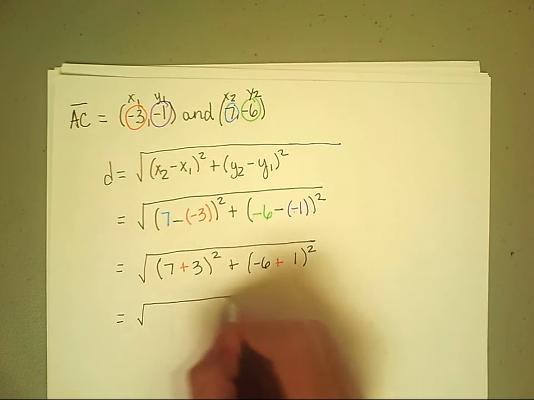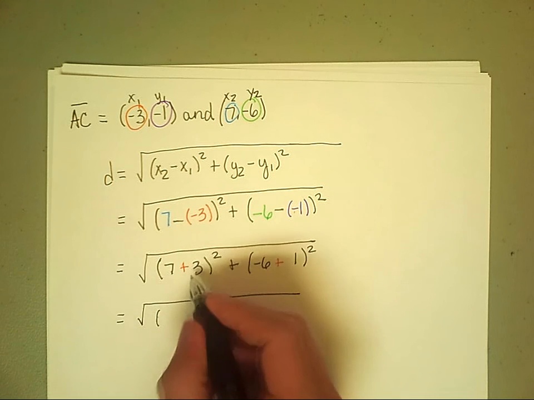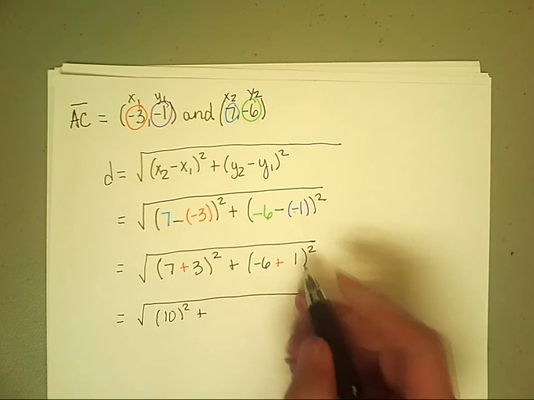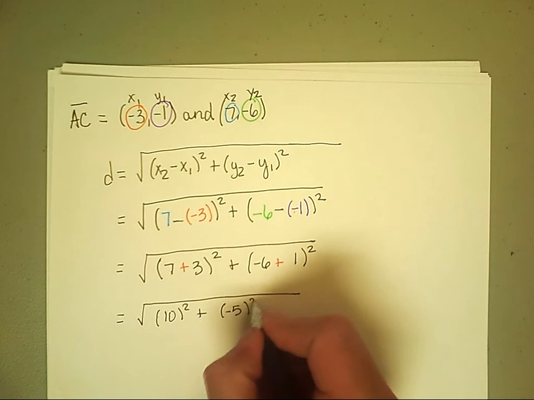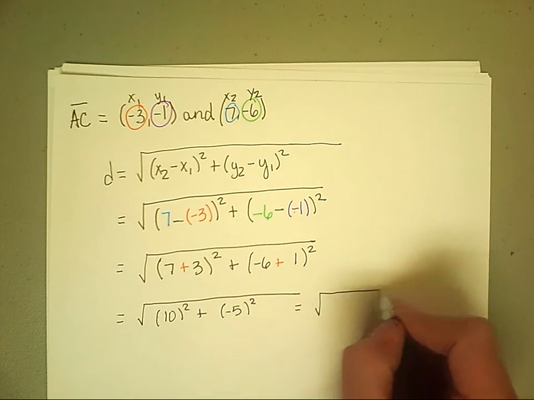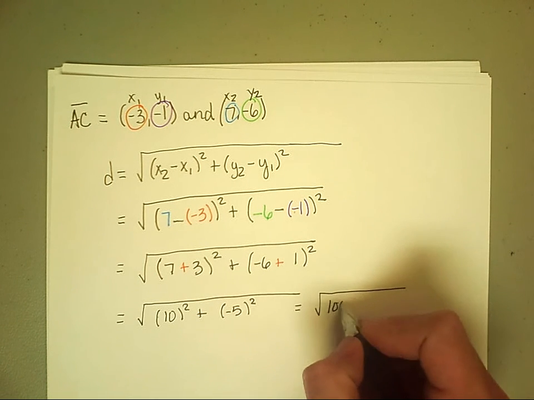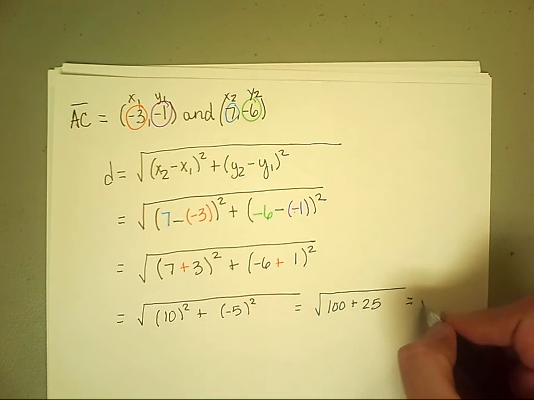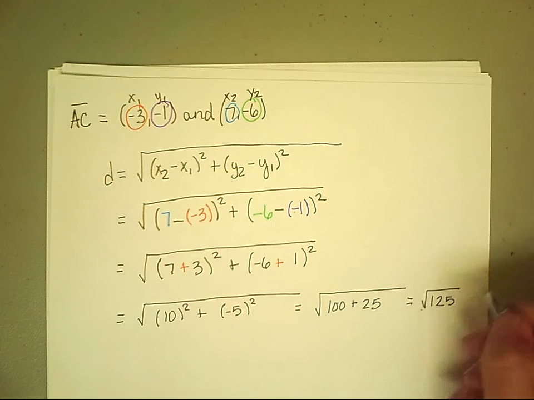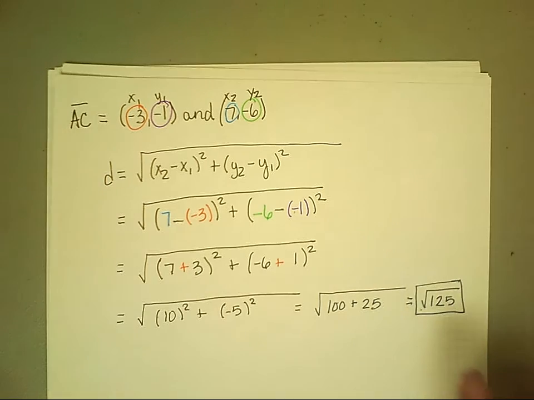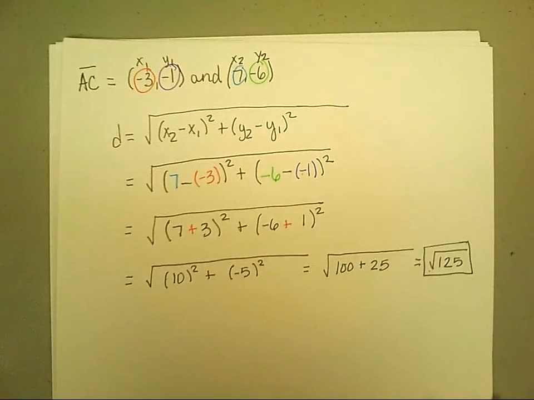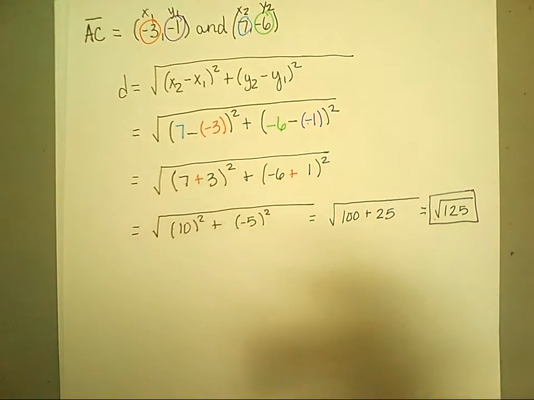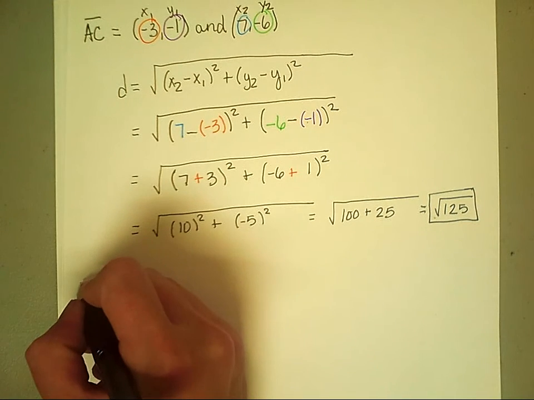Okay, so this is equal to the square root of 7 plus 3 is 10 squared, plus -6 plus 1 is -5 squared, which is equal to 10 squared is 100, and -5 squared is 25, which is equal to the square root of 125. Which we could reduce, but for this problem we'll just continue. Okay. All right. So that's the distance between A and C.